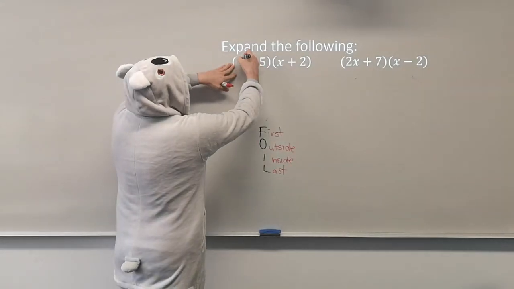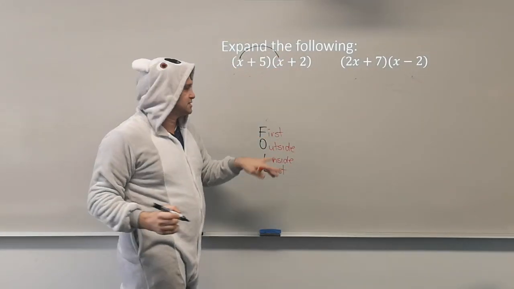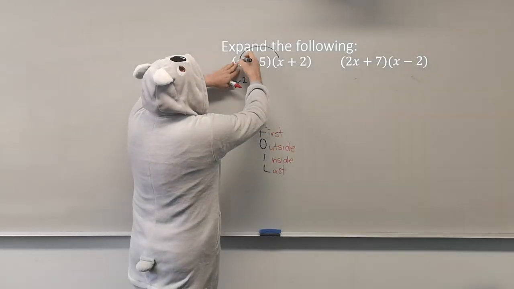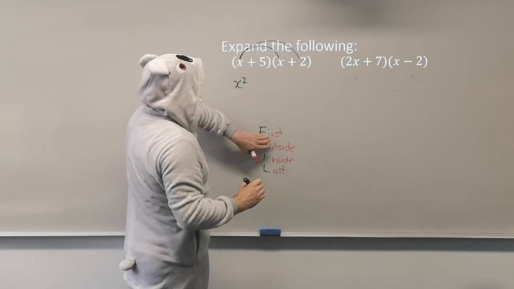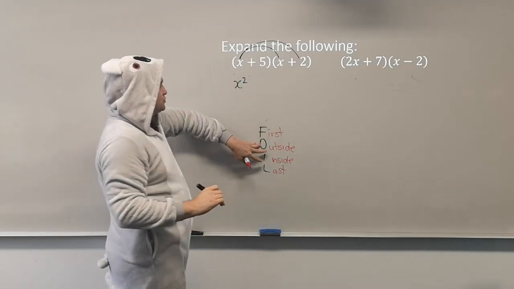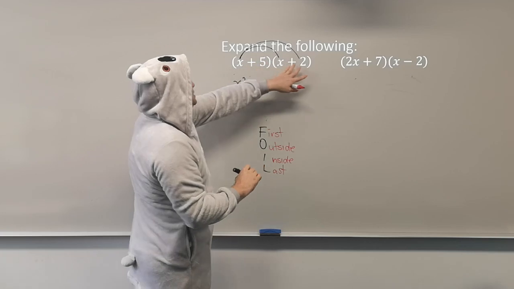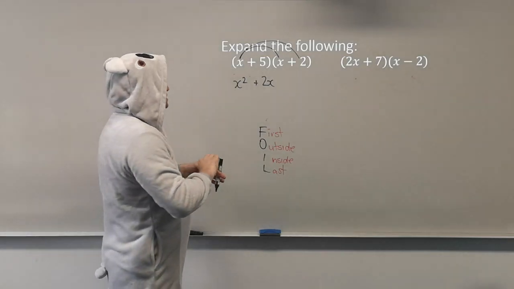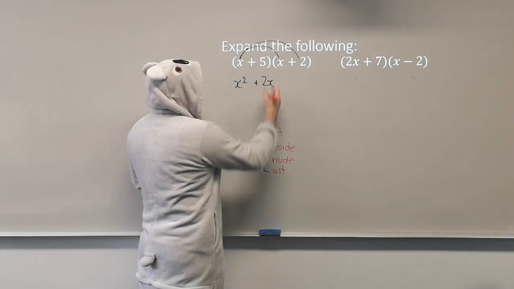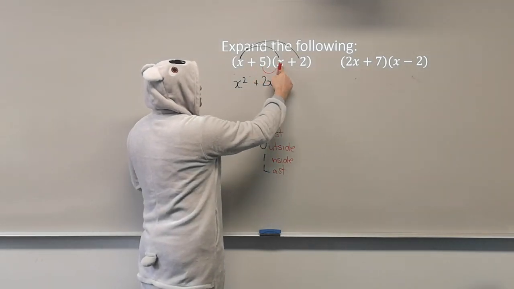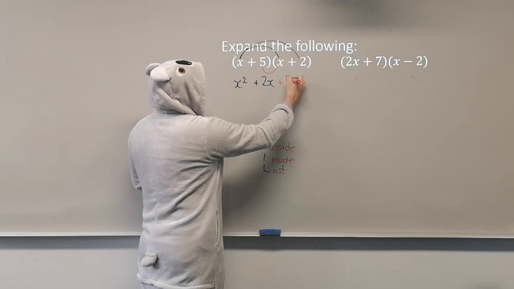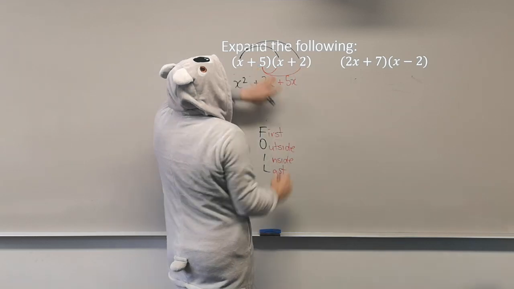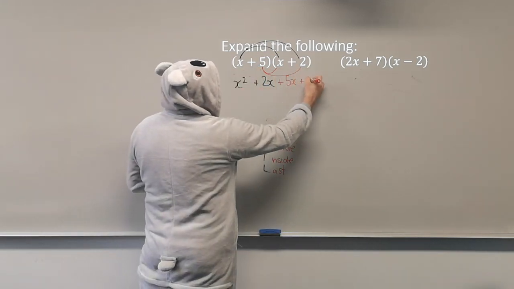So we're going to take our x, multiply it by x, that's our first. So we have x squared. And take our x, so our first, times our outside, so our first times our last, x times 2 is 2x. Now we're going to take our inside, so our second term by our first, plus 5x, and then our last, so our 5 multiplied by our 2, so plus 10.